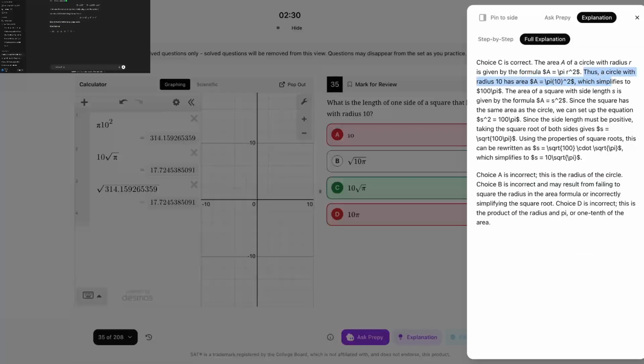Formula pi r squared. This circle has an area of pi times this, which simplifies to 100 pi.